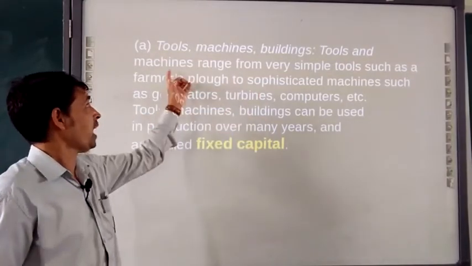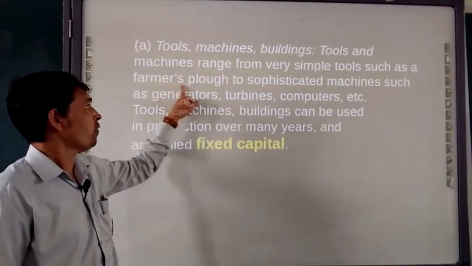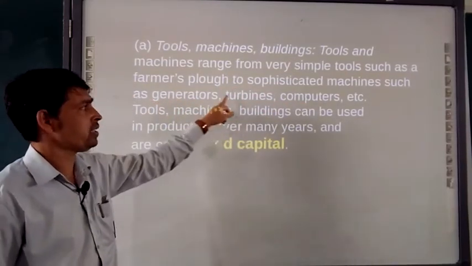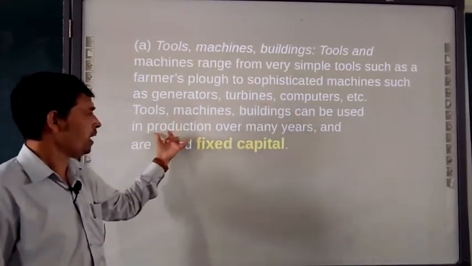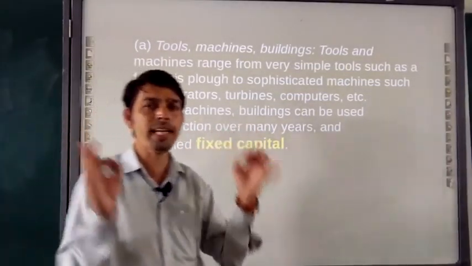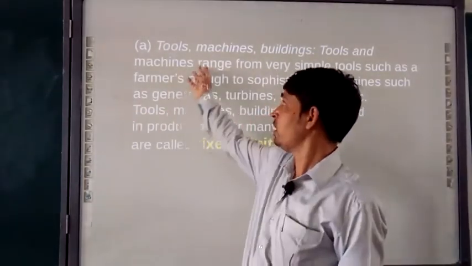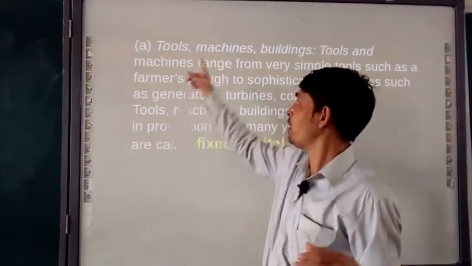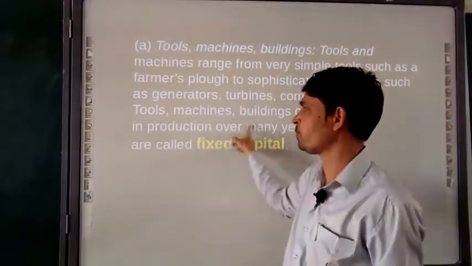The tools and machines range from very simple tools, such as a farmer's plough, to sophisticated machines such as generators, turbines, computers, etc. Tools, machines, and buildings can be used in production over many years and are called fixed capital. In a very simple sentence, fixed capital is not changeable every second. Tools are fixed. Machines are fixed. Buildings are fixed. So that is called fixed capital.